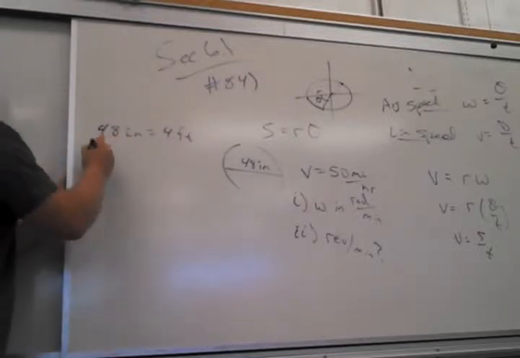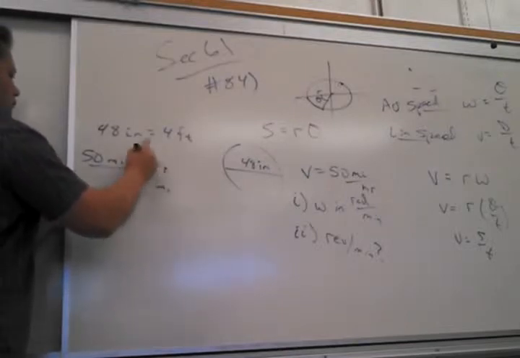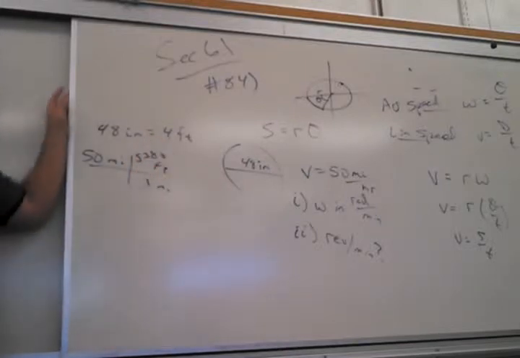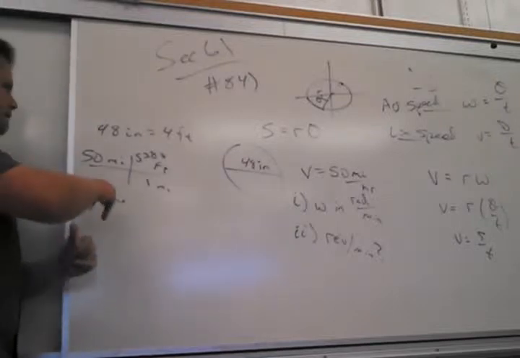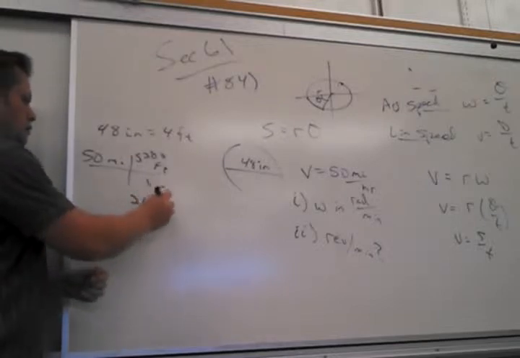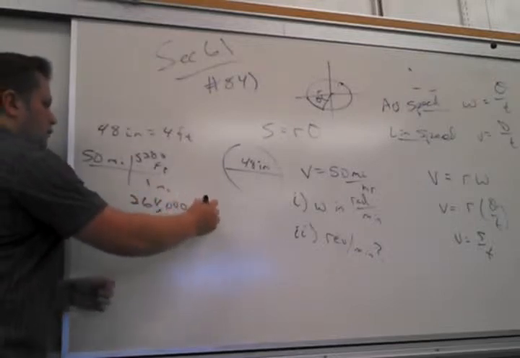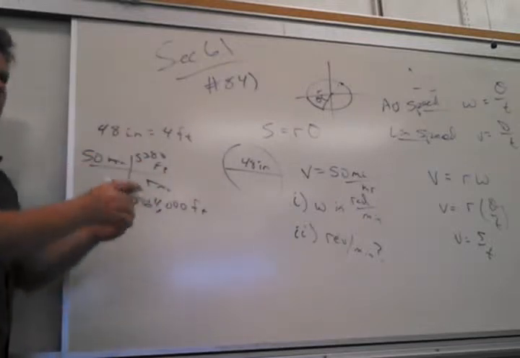And then how do you change miles to feet? 5,280 feet in a mile. So you just multiply those. 50 times 5,280 is 264,000. All right. So now we've got things in our problem matching in units.